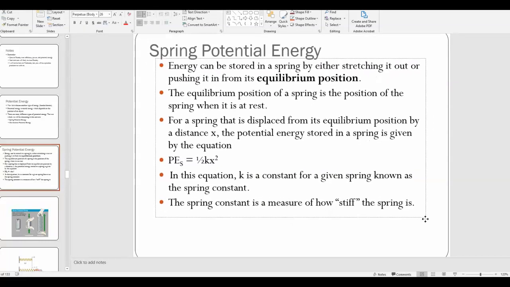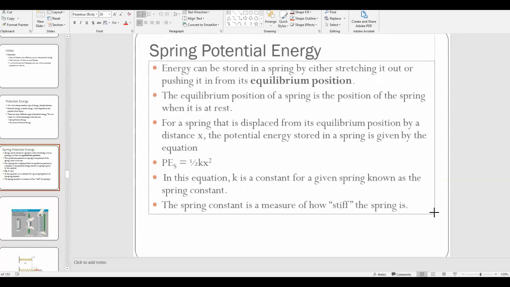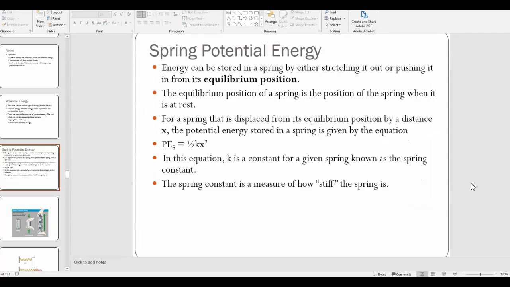Okay, so spring potential energy is energy that can be stored in a spring or a rubber band by either stretching it out or pushing it in from what's called its equilibrium position. Let's talk about what that equilibrium position means more carefully. Let's say here's a wall, and you have a spring attached to the wall like this. It's just hanging there, not doing anything. This is its natural rest position. This is what we call the equilibrium position. This is what we call x equals 0.